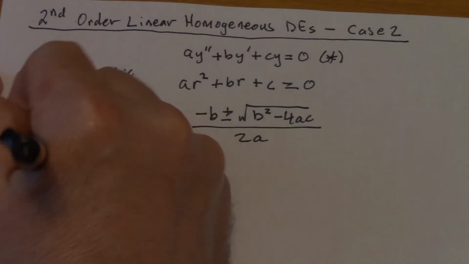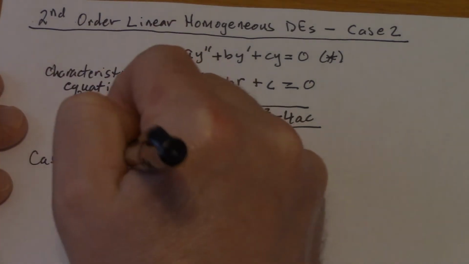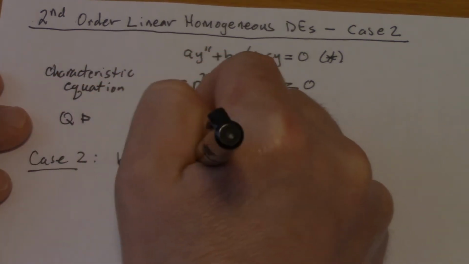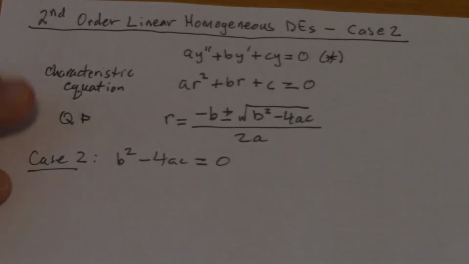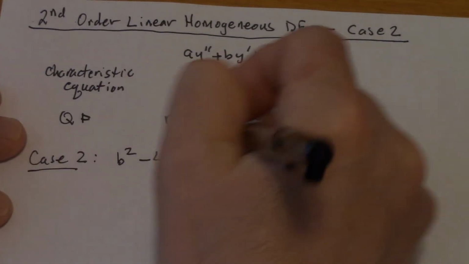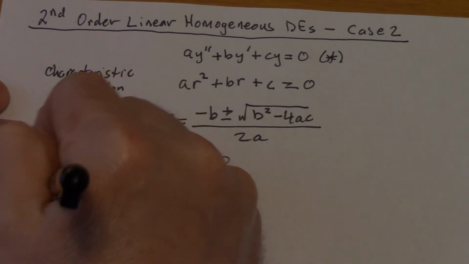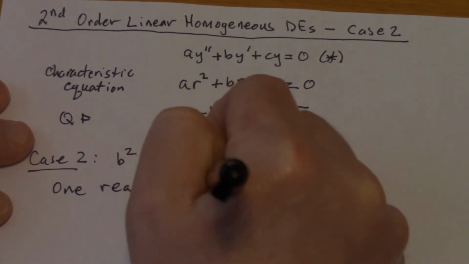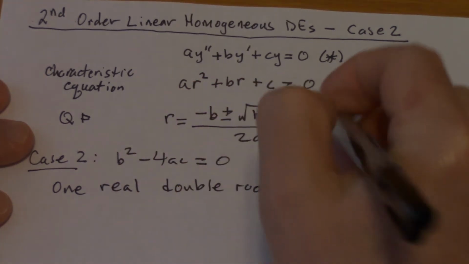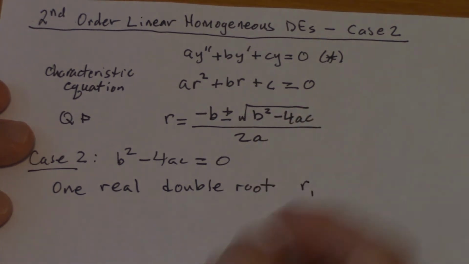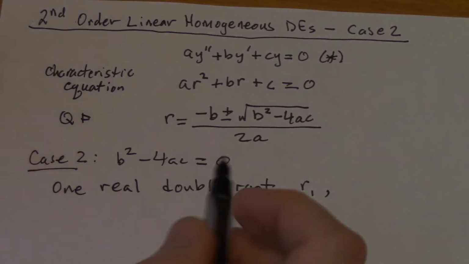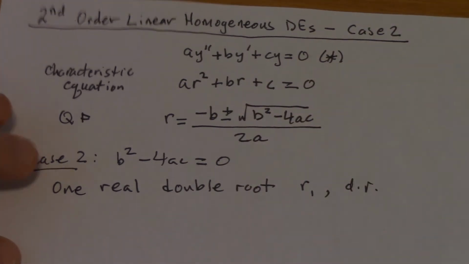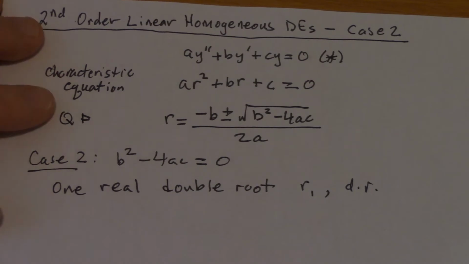In case 1, b squared minus 4ac, which is the discriminant, not the determinant, discriminant, was bigger than 0. So case 2 is where b squared minus 4ac equals 0. Okay? So basically we have a double root. So that means we have one real double root, and I'll just call it R1. And a lot of times when I'm writing this, I'll say R equals a number, and I'll write dr next to it, meaning it's a double root, just so you know if you see that in the future.